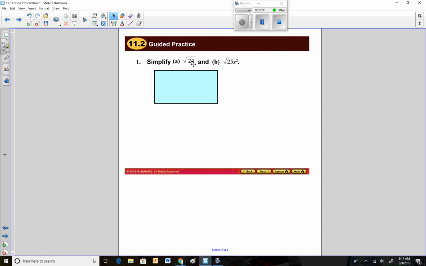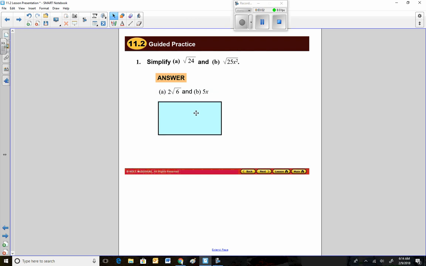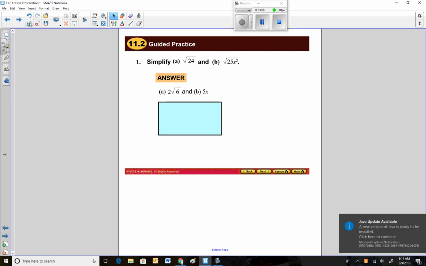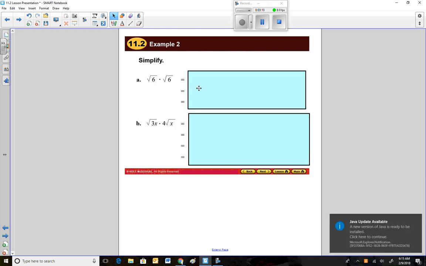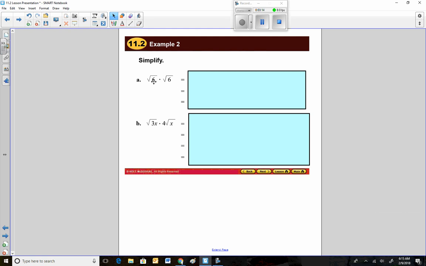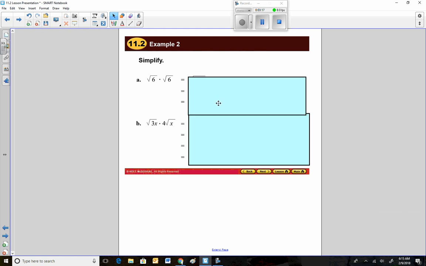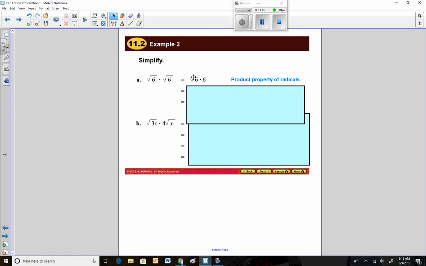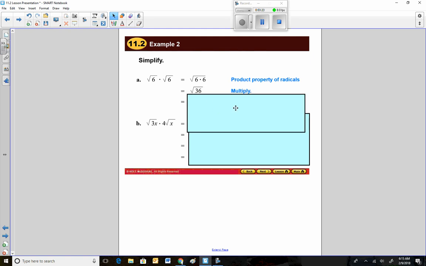Welcome back. The square root of 24, if you simplify it, becomes 2 root 6, and the square root of 25x squared simply becomes 5x. All right, let's take a look at the next screen. Now this one is a different kind of simplifying. They give you square root 6 times square root 6. Well, square root 6 times square root 6, you can put them both underneath the radical since they both have radicals. So that is the square root of 36.